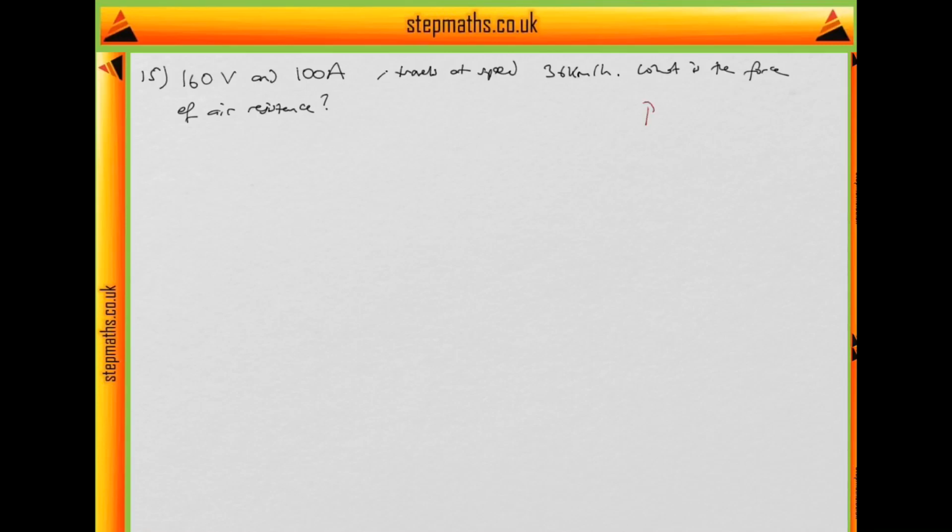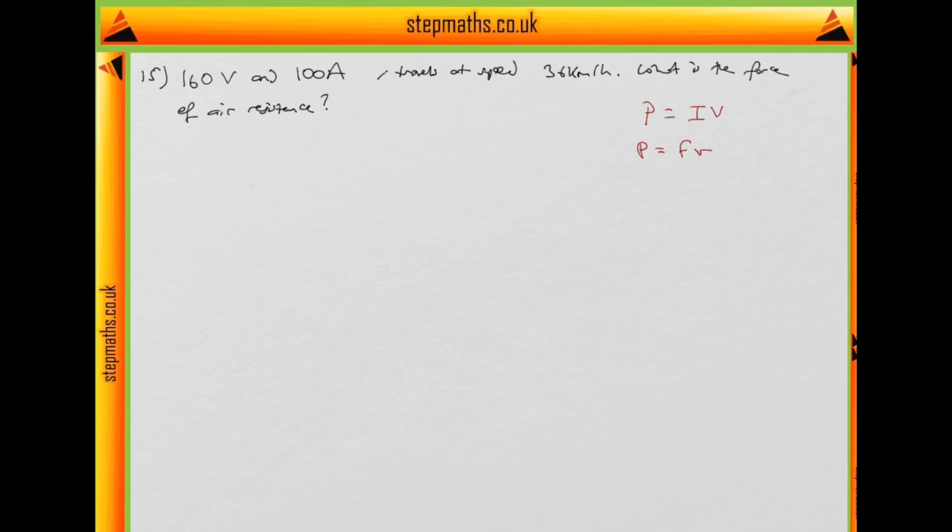We know, first of all, that power is, well, we're given current and voltage. We think about electricity, so we know that P is IV. That's one equation we know. We also know that power is force times velocity if there's a constant force produced and it's travelling at a speed of velocity v.